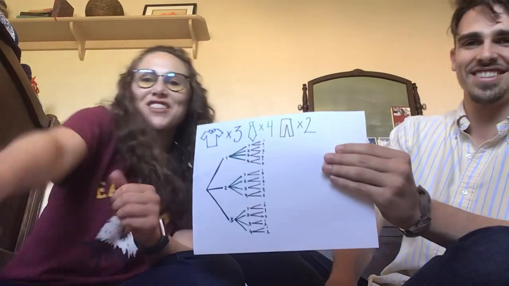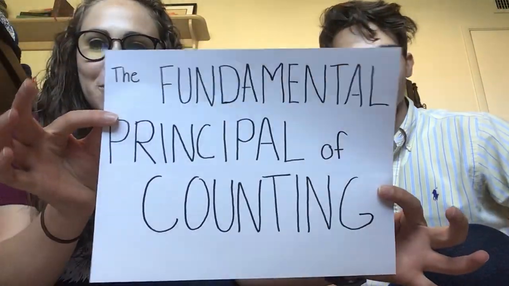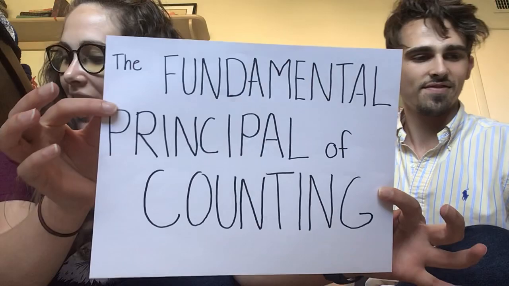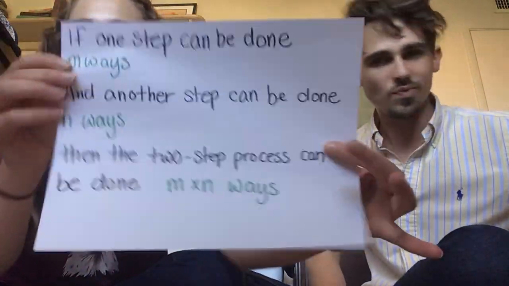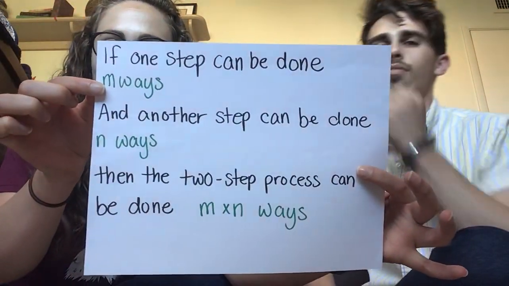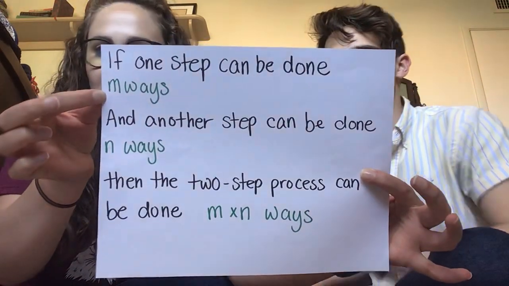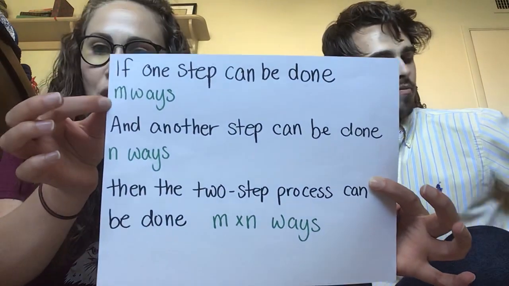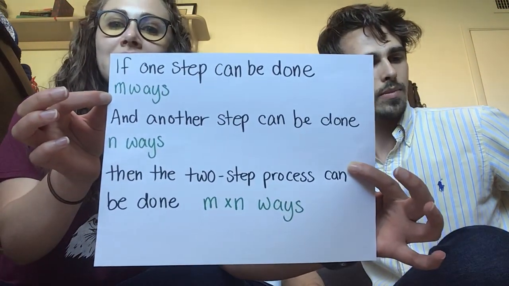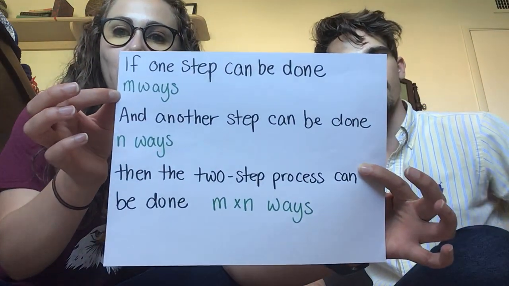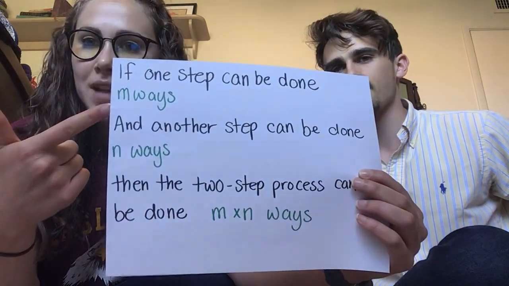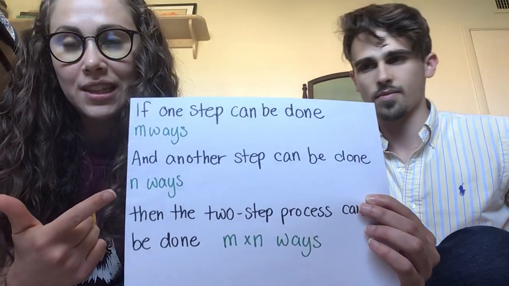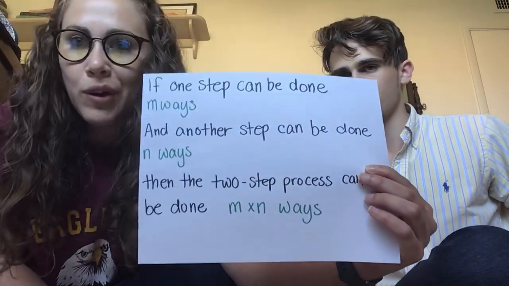Okay, so we call this the fundamental principle of counting, which is what our lesson is about today. The fundamental principle of counting says that if one step can be performed m ways, m is just some number, a variable, and another step can be performed n ways, then the 2-step process can be performed m times n ways. So the number of ways that the first thing can be done times the number of ways that the second thing could be done would give you the number of ways that they could be done in a row. So, let's put this concept to the test.